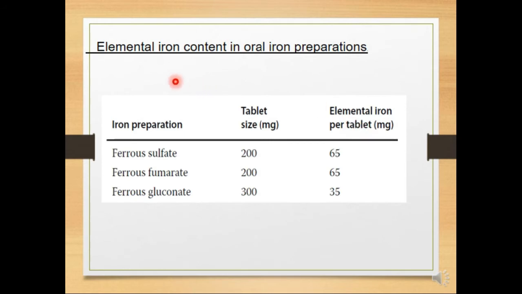Here we have the elemental iron content in oral iron preparations. For ferrous sulfate, when the tablet size is 200 mg, it contains only 65 mg of elemental iron. Ferrous fumarate of 200 mg has an elemental iron content of 65 mg. Also, ferrous gluconate of 300 mg tablet has 35 mg of elemental iron.